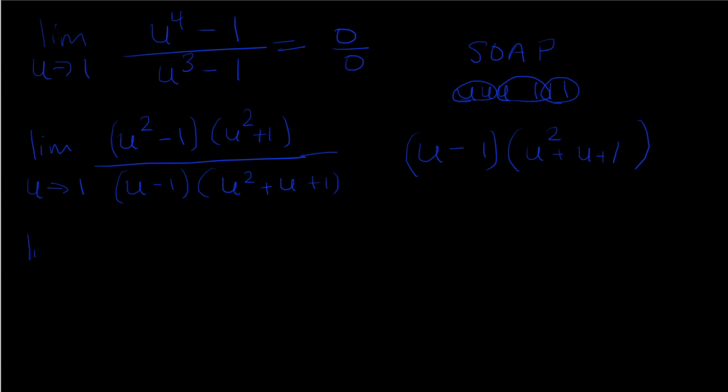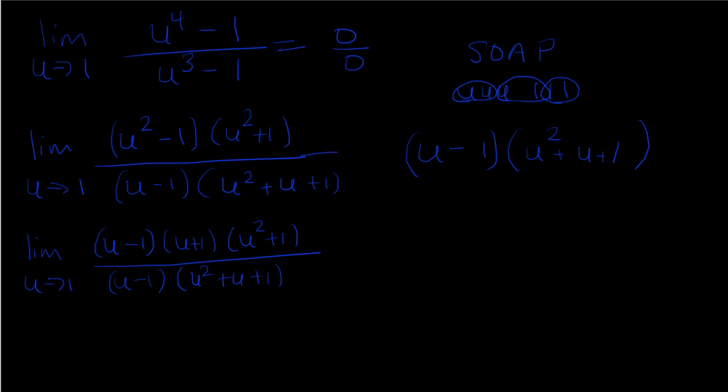I'm going to go a step further now, and I'm going to factor out the u squared minus 1. So it's going to be u minus 1 times u plus 1, and that's u squared plus 1 over u minus 1 times u squared plus u plus 1. I have a u minus 1 factor in the top and the bottom, which is going to cancel. And here nothing else cancels.